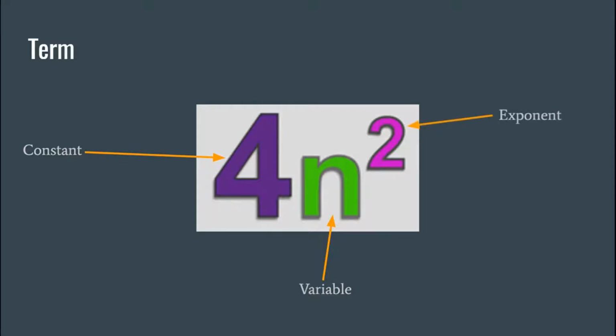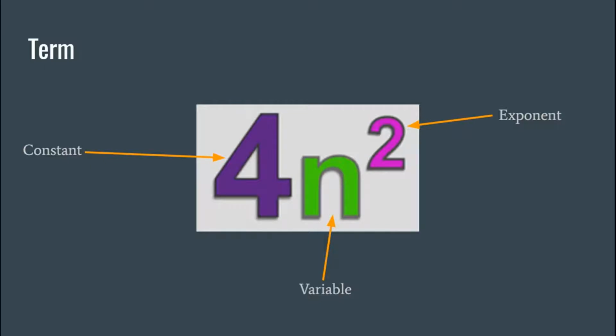Okay, sometimes you'll see this. It's an exponent. You won't always see one there, but sometimes there is one. Okay, so that's the basic parts of a term.